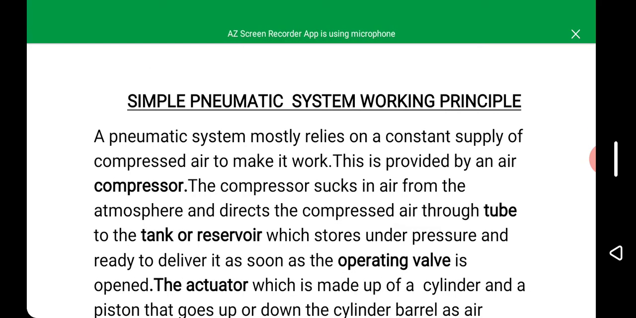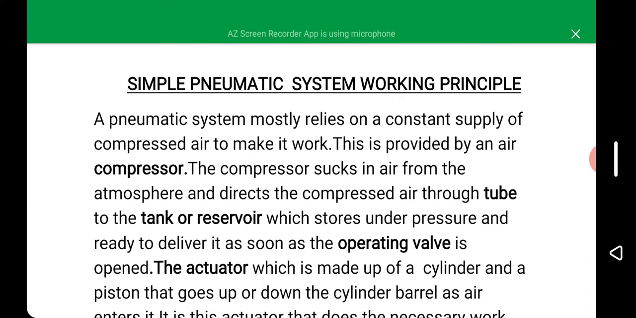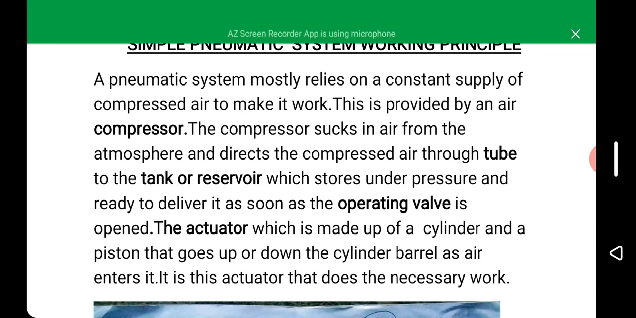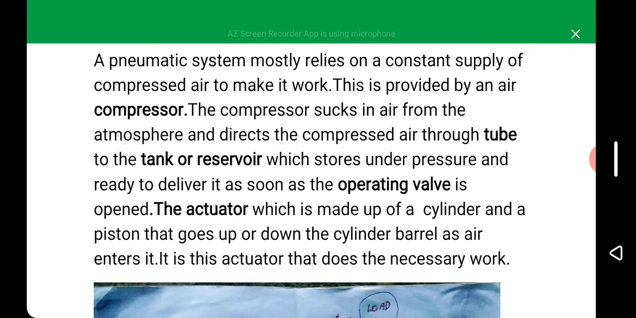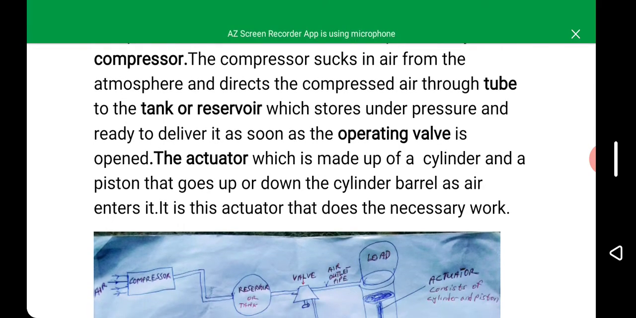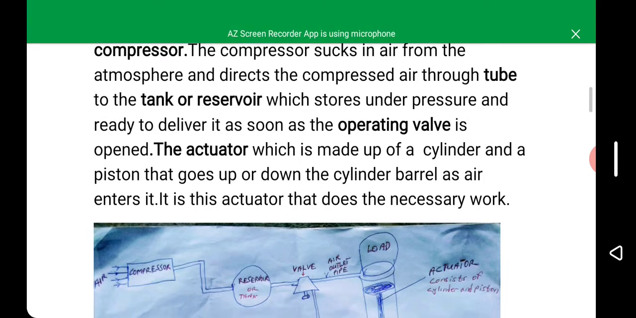Now, we talk about the simple pneumatic system, the working principle. This system mostly relies on a constant supply of compressed air to make it work. How is this provided? It is provided by an air compressor, and the compressor sucks in air from the atmosphere and directs the compressed air through the tube, as you can see from the diagram below, to the tank or reservoir, which stores it under pressure and ready to deliver it as soon as the operating valve is opened.